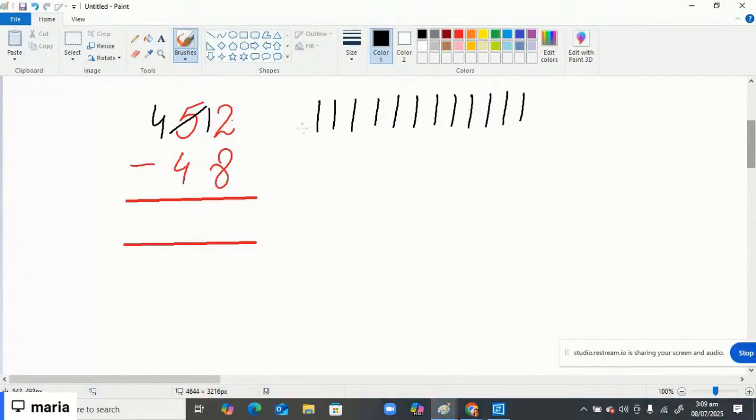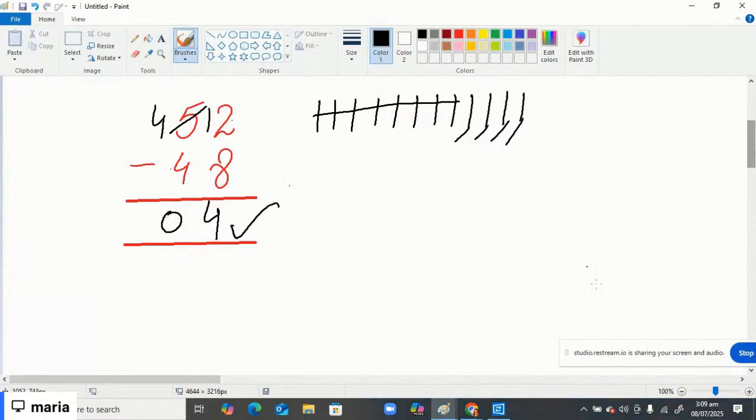So here are a total of 11 lines. Now take away 8 lines. 2, 3, 4, 5, 6, 7, and 8. How many are left? 1, 2, 3, and 4. So we put a 4 here. 4 minus 4. There are two same numbers, so when we subtract, we get the answer 0.